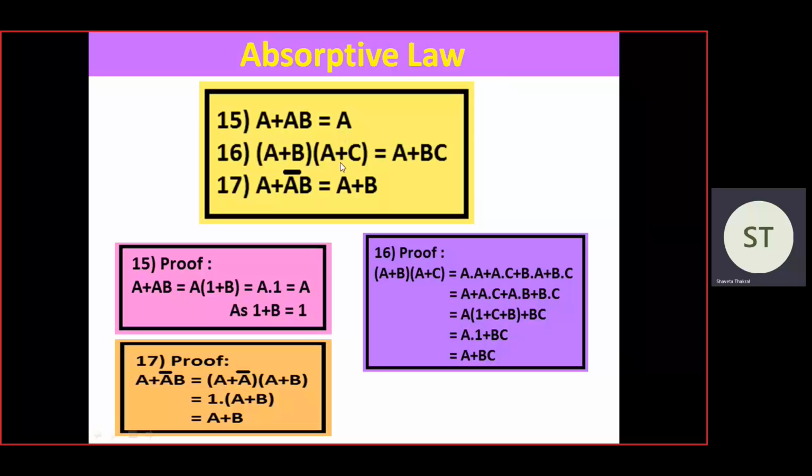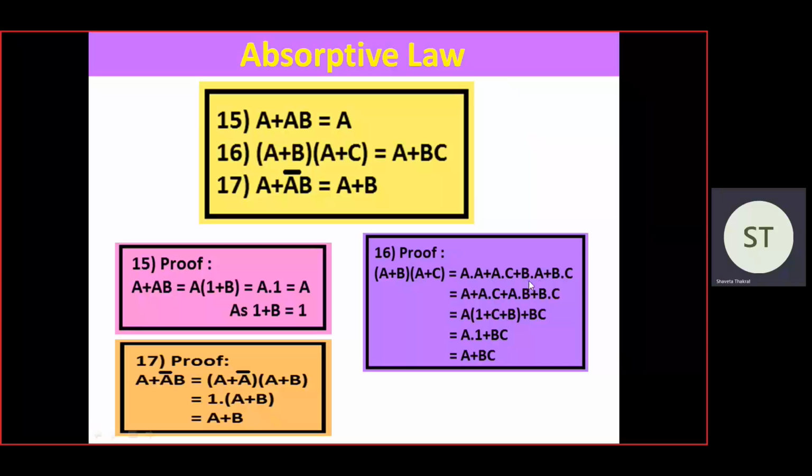Then here we have A plus B into A plus C, that is equal to A plus BC. So here we have A plus B dot A plus C. So we can multiply A with A and A with C, that is as per the distributive law, A dot A plus A dot C. Then we have B dot A plus B dot C. So A dot A, that is as per the AND law. Then we have A dot C.